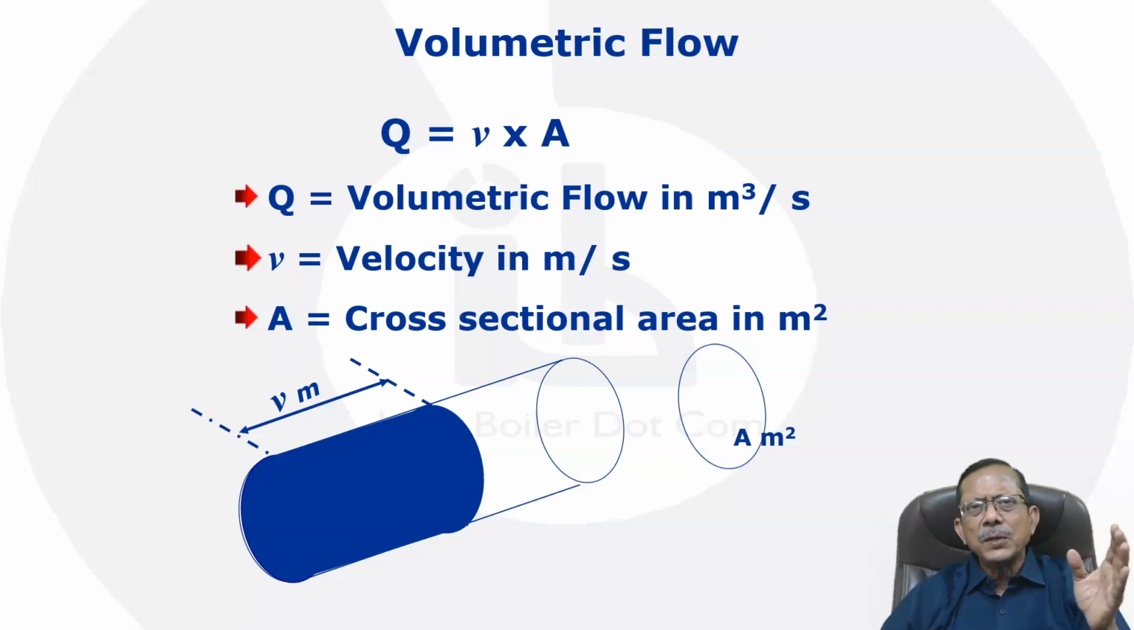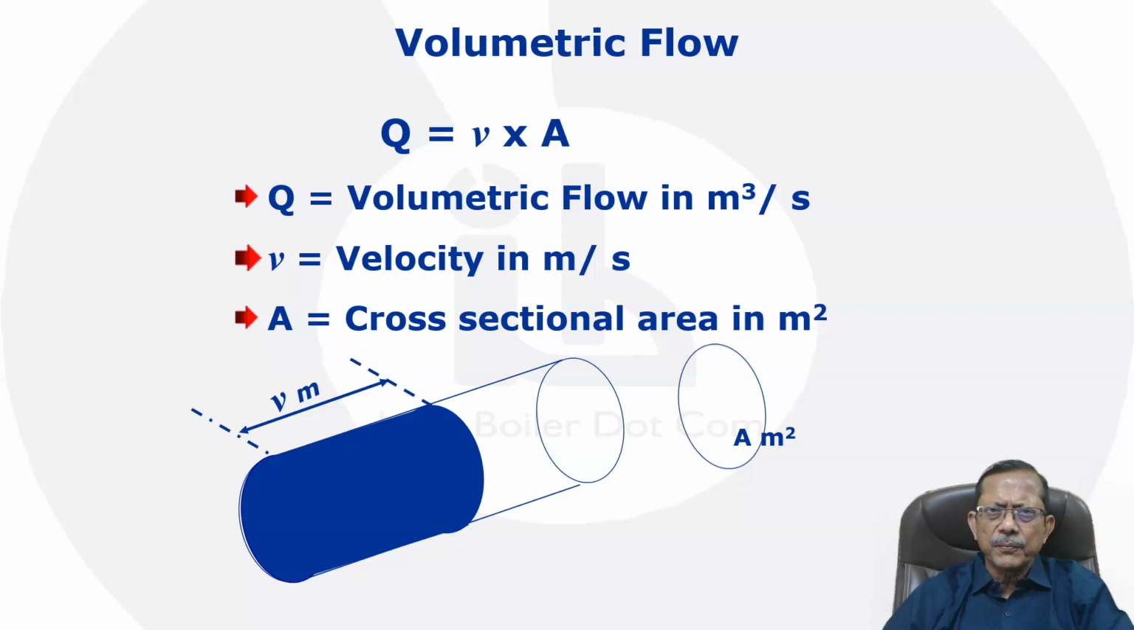So if I know the volumetric flow and the velocity, I can find out the area. If I can find out the area, I can find out the diameter, because the area of a cylindrical pipe is pi d squared by 4. So from there I can find out the d, and vice versa. If I know the velocity and the diameter of the pipe, I can find out the volumetric flow, right? Like that, a number of such concepts are being used in various numerical problems.